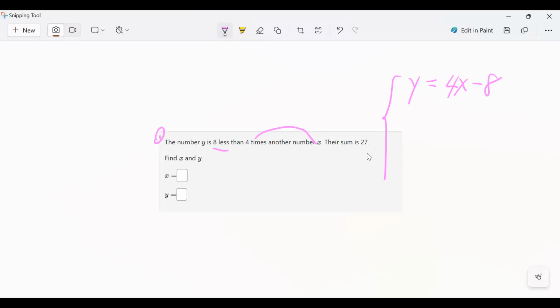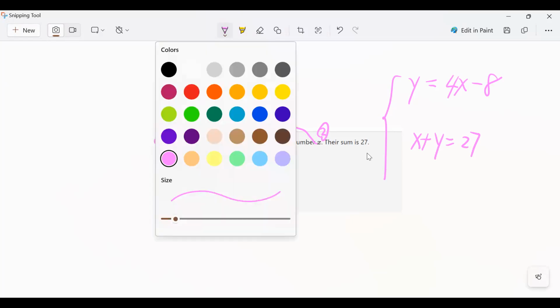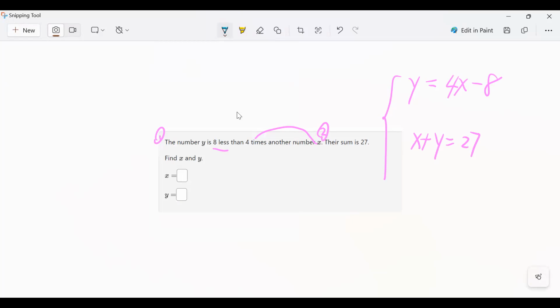So this is the first condition. The second condition is that the sum is 27. That means x plus y equals 27. So basically we are dealing with a system of linear equations and we try to solve for x and y. Now I'll let you guys try this, because you can solve it using the method you just learned. We can do the substitution method to get a result. Okay, I'll let you try really quickly.